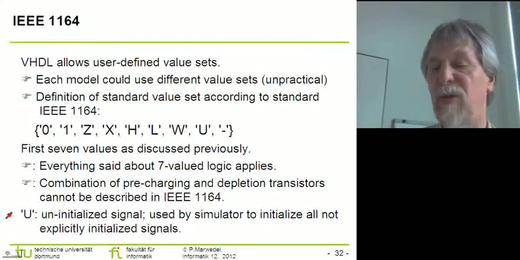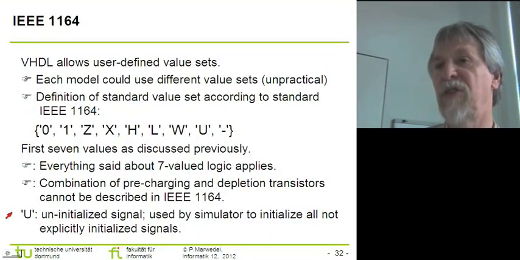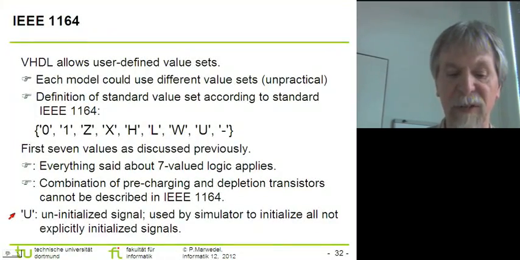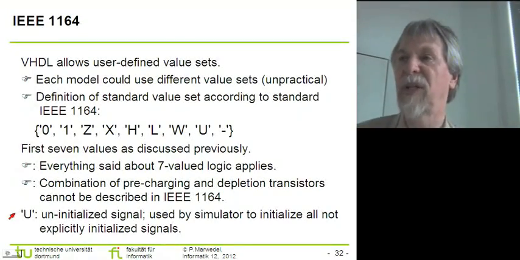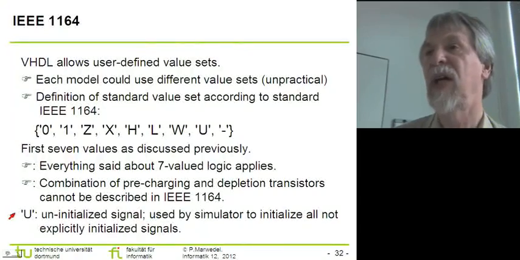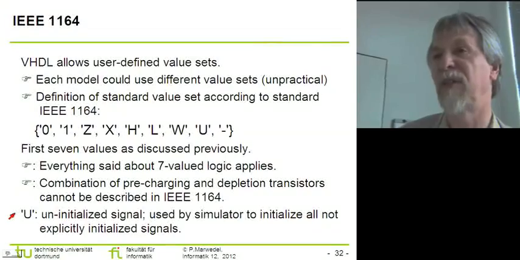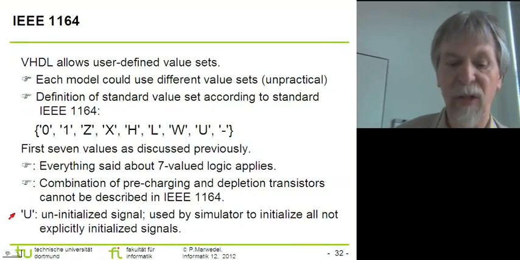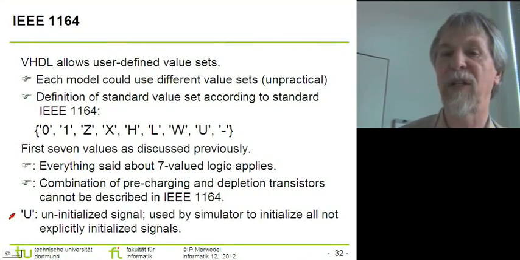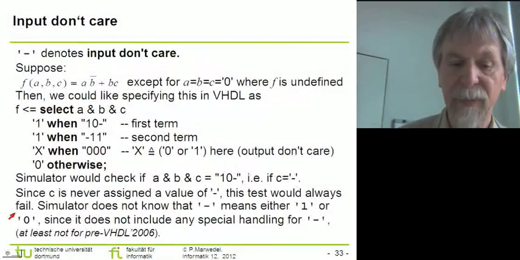So in addition to these 7 values that I introduced earlier, we have 2 additional values, and one of them is a value called U, where U corresponds to a completely uninitialized value, and the simulator by default will initialize all signals to that particular value, so that when you work with such VHDL models, you will then have a way of identifying that you didn't initialize a certain signal. So the U is easy to explain.